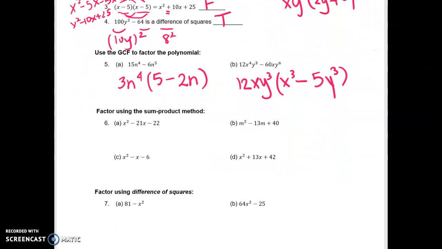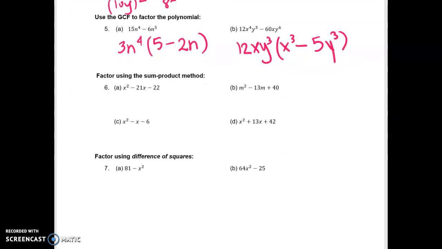Now moving on, for number 6, we're going to factor using the sum product method. Again, that method is looking at this number right here, which is negative 22, finding two numbers whose product is negative 22, and add or sum to negative 21. So we can always start with writing out factors of that number. So for us, it's negative 22. We've got negative 11 and 2. We've got 11 and negative 2. 22 and negative 1, or negative 22 and positive 1.